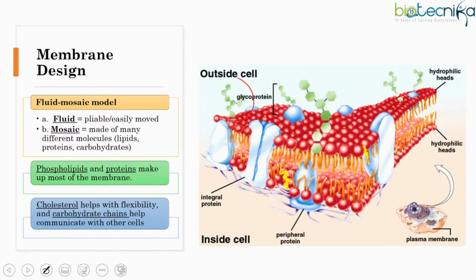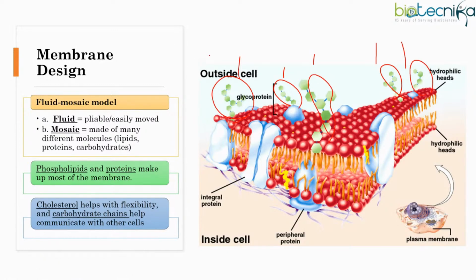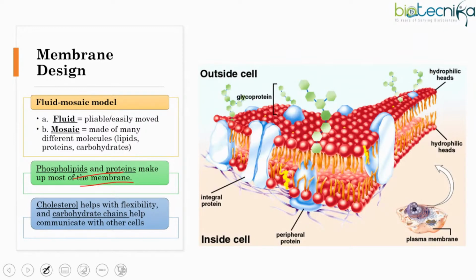If you notice the carbohydrate components, you can see that they are mostly facing the outside. Why? Because each of them has a different function. Carbohydrates on membranes function mainly for recognition. They will recognize some outer molecules, some plasma membrane of another cell, or some matrix components like that. Then phospholipids and proteins make up most of the membrane.